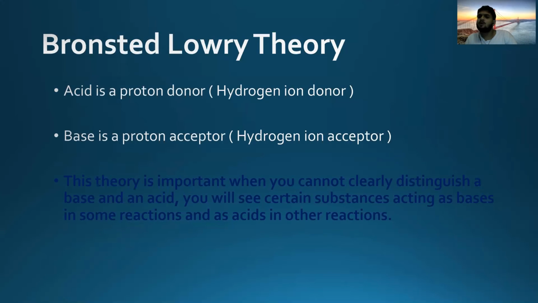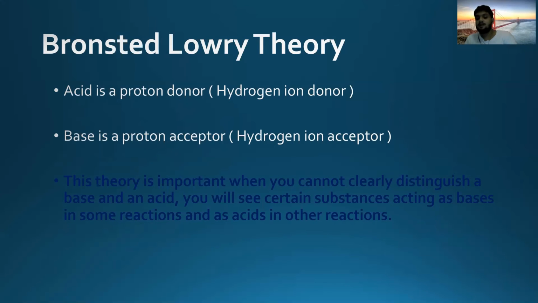Now we discussed four practical situations. So why do we need this theory? It is needed because certain bases and certain acids cannot be identified straight away. You can't tell whether they are bases or acids, because there are some substances that in certain reactions act as bases, and in certain reactions act as acids. They have both those properties depending on the situation. Because of that, this Bronsted Lowry theory is very, very important.